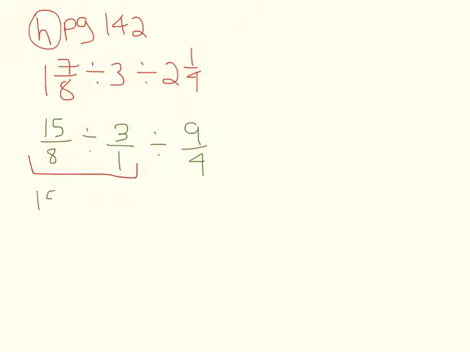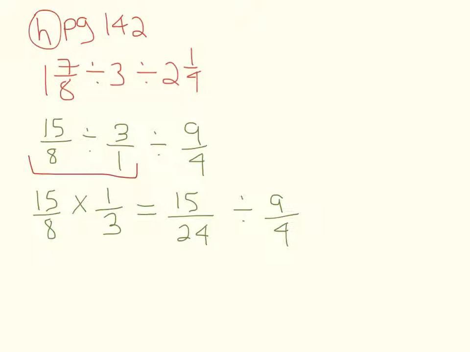So we still keep our first fraction the same, which is 15/8, but this time we're flipping our second fraction to be 1/3, and instead of division, it's now a multiplication. Okay, so now we're going to multiply our numerators together and our denominators together, which 15 multiplied by 1 gives us 15. 8 multiplied by 3 gives us 24. And then we'll bring down that last remaining fraction, which is 9/4.